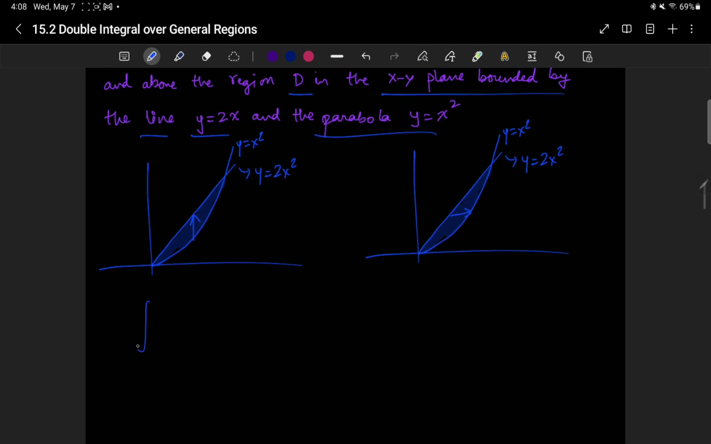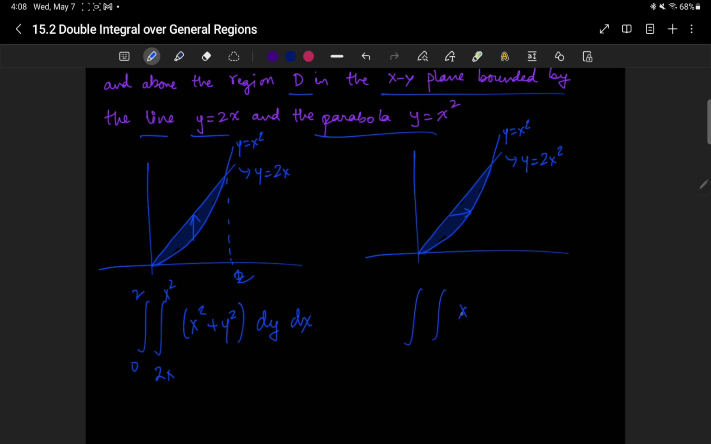What would the setup look like? I still have x squared plus y squared. If I'm going in this direction, I have dy and then dx. The y's are easily represented here as going from x squared to 2x. I need to find the x limits, and this is the solution to x squared equals 2x, which is at 2. So this is from 0 to 2.